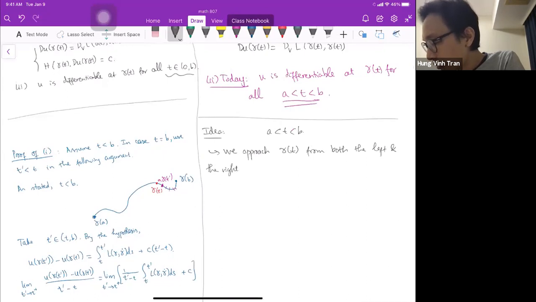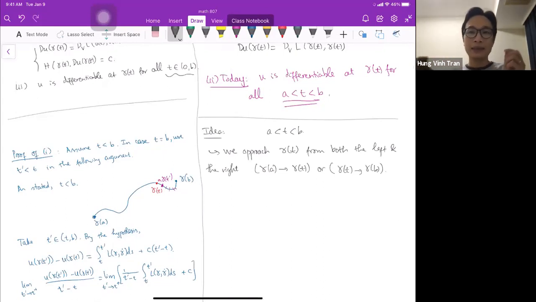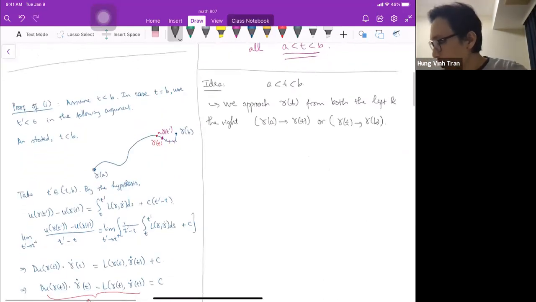Going from gamma A to gamma T, this is approaching from the left, or going from gamma T to gamma B, this is approaching from the right. Having those two pieces of information is important for us, essentially to have two-sided control to get that U is differentiable there. Okay, so that's the first important idea.